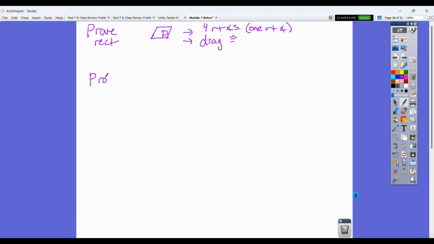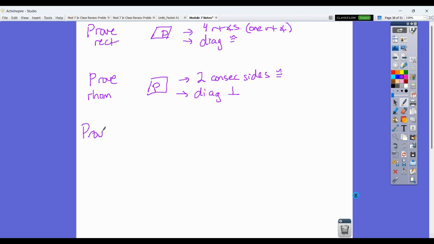If you want to prove that you have a rhombus, then you're going to start with a parallelogram and you are going to prove that you have 2 consecutive sides congruent. That's a big one that comes up. You're going to prove that your diagonals are perpendicular. You could have all 4 sides congruent, but you really only have to, once you have a parallelogram, prove 2 consecutive sides congruent. Okay, so those are the big ones.